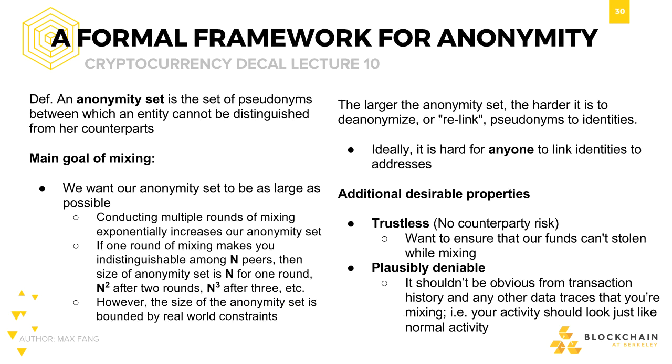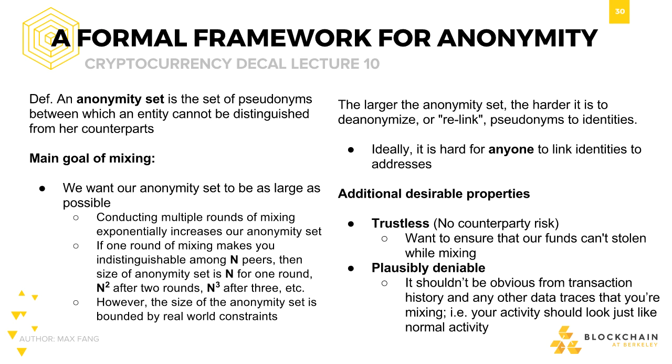Okay, so to allow you to reason through this formally and with an adversarial framework in mind, we'll define a few things. First, define an anonymity set. This is the set of pseudonyms between which you can't distinguish a particular entity that you're trying to de-anonymize from their counterparts. For example, if I have a mix of 30 people and they all mix their funds together, then the anonymity set is 30. And the goal of mixing is we want to make this anonymity set as large as possible.